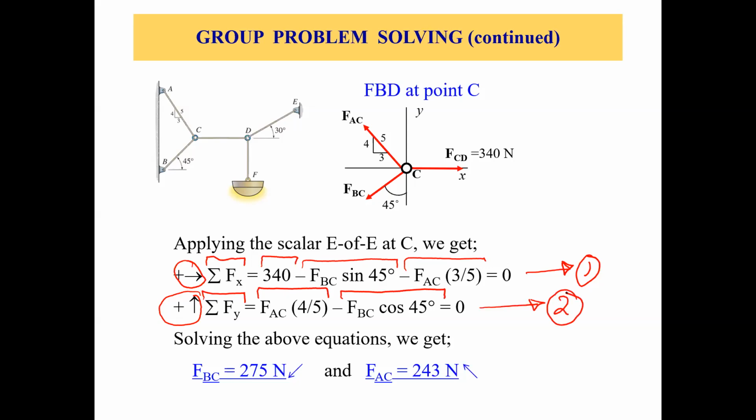Now if you look at these two equations, we have two equations and two unknowns. What are the unknowns? FBC and FAC. Just solve these two equations and find the values of these two unknowns. We get FBC equals 275 newtons and FAC equals 243 newtons, right? So that's how we are done with this problem, finding the unknowns in all 5 cables.